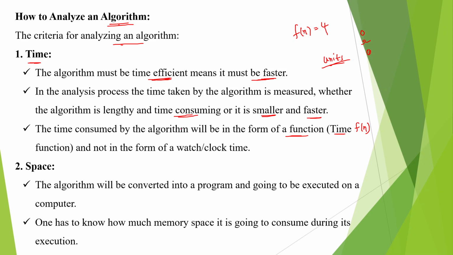Likewise, then space. The algorithm will be converted into a program and going to be executed on a computer. One has to know how much memory space it is going to consume during its execution. So if you convert the algorithm into a program and execute that program on a computer, how much memory it will consume or take for its execution, that is the space requirement or space criteria.